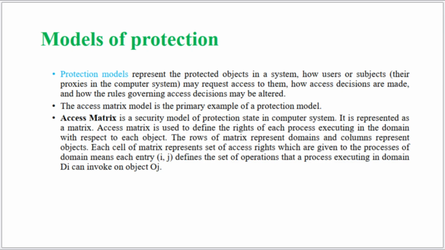Access matrix is a security model of protection state in a computer system. It is represented as a matrix. Access matrix is used to define the rights of each process executing in a domain with respect to each object. The rows of the matrix represent domains and columns represent objects. Each cell of the matrix represents access rights given to the processes of a domain, meaning each entry access(i,j) defines the set of operations a process executing in domain Di can invoke on object Oj.